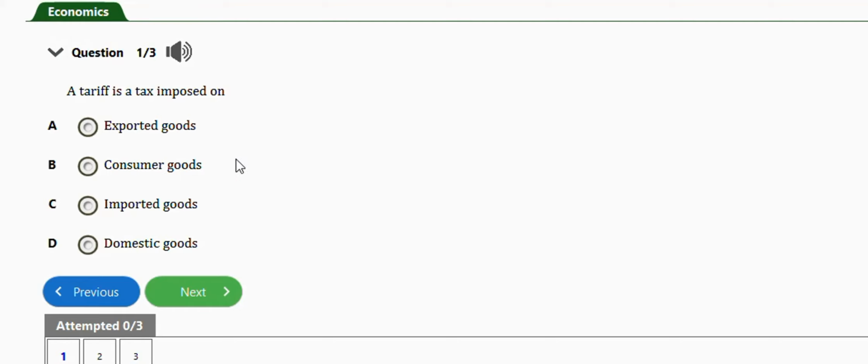goods, consumer goods, imported goods, domestic goods. So the right answer is option C, which is imported goods. Very important, guys. So take note of this question. Next repeated question is this one.